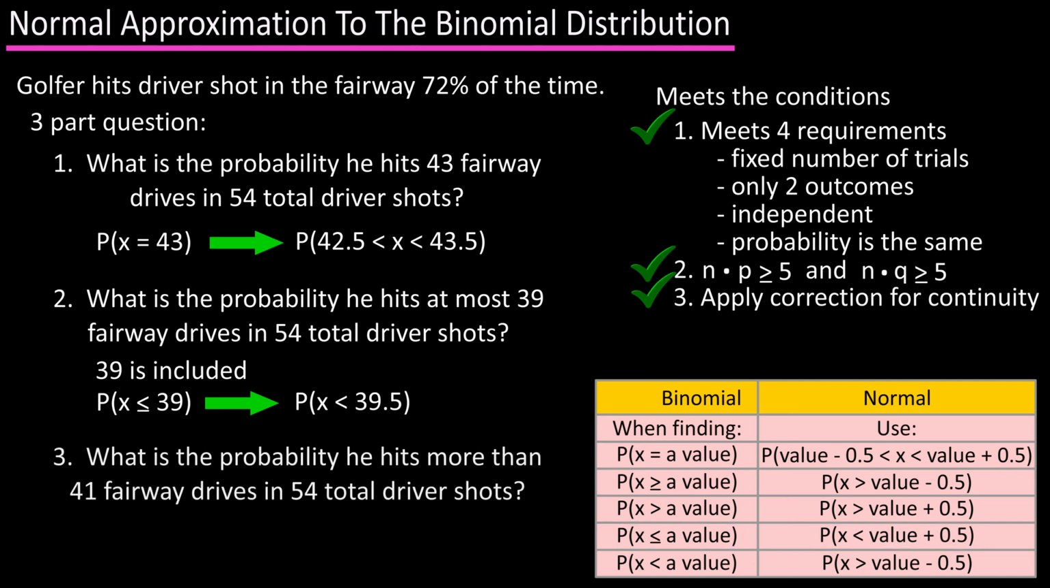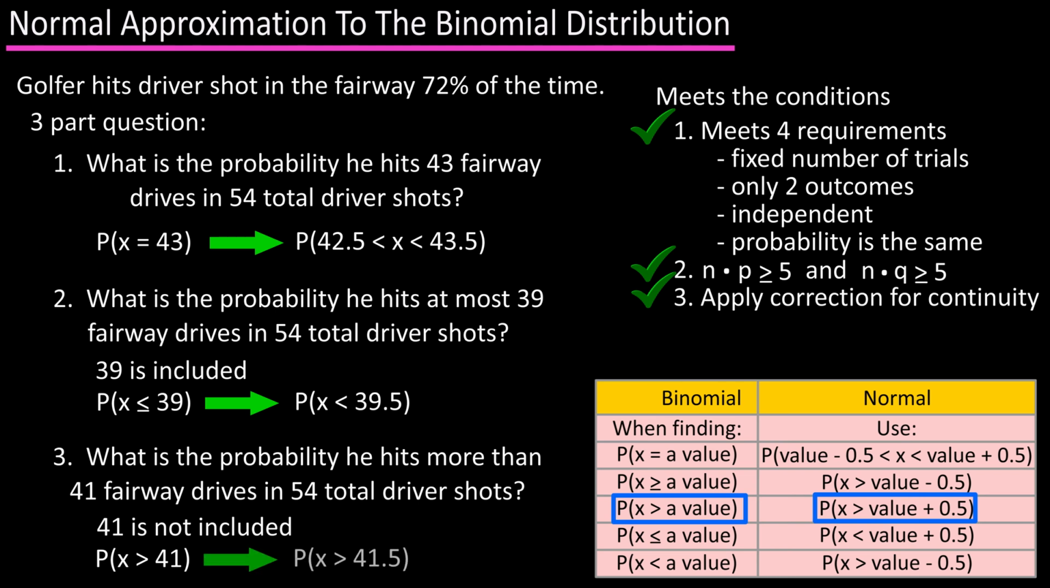And for question 3, we're looking for the probability of more than 41. So 41 is not included. So we want the probability that x is greater than 41, and in the table, when x is greater than a value, we add 0.5 to the value to get the boundary. So on a normal distribution, we're looking for the probability of x greater than 41.5.